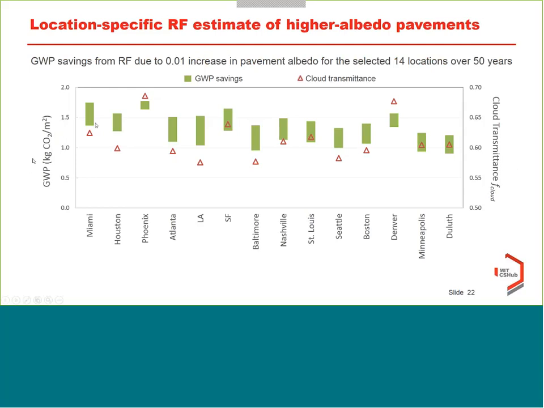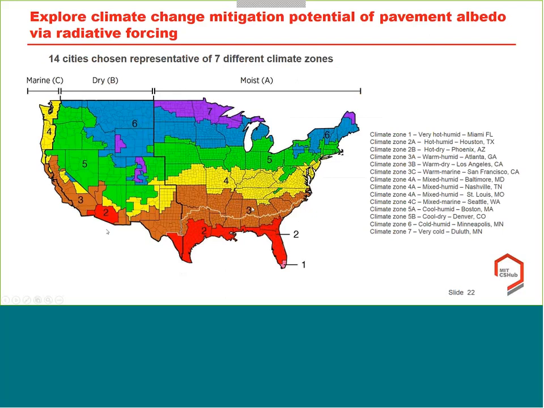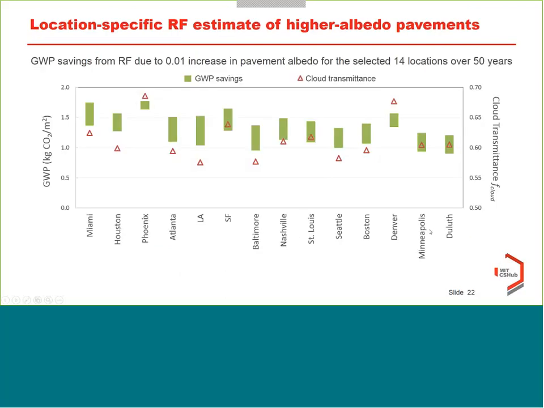These green bars here are showing the range of GWP savings depending on a couple different model assumptions. And the cities down here are arranged by the different climate zones. So Miami was the furthest south, Climate Zone 1, going all the way up to Duluth, which was Climate Zone 7. And lucky for them, very cold. But what you can see, there's a little bit of a decrease as you get further north. But what's more interesting, what I'm plotting here on this axis with these red triangles, is the amount of cloud transmittance.